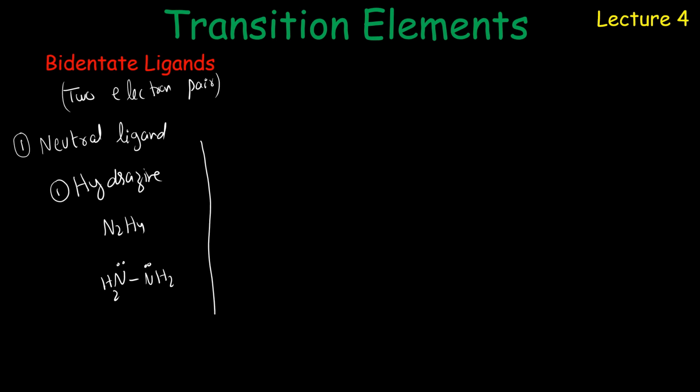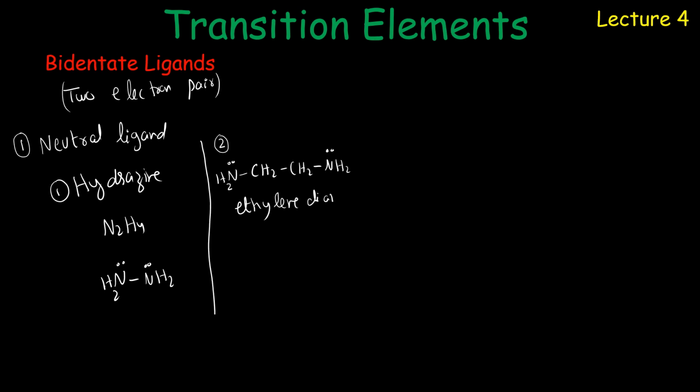Now the example number 2, they are very important examples. The next example is your ethylene diamine. Ethylene stands for there are two carbons, and diamine means it has two NH2 groups on both sides. One NH2 on the left side having lone pair, one NH2 on the right side having lone pair as well. It is called ethylene diamine.